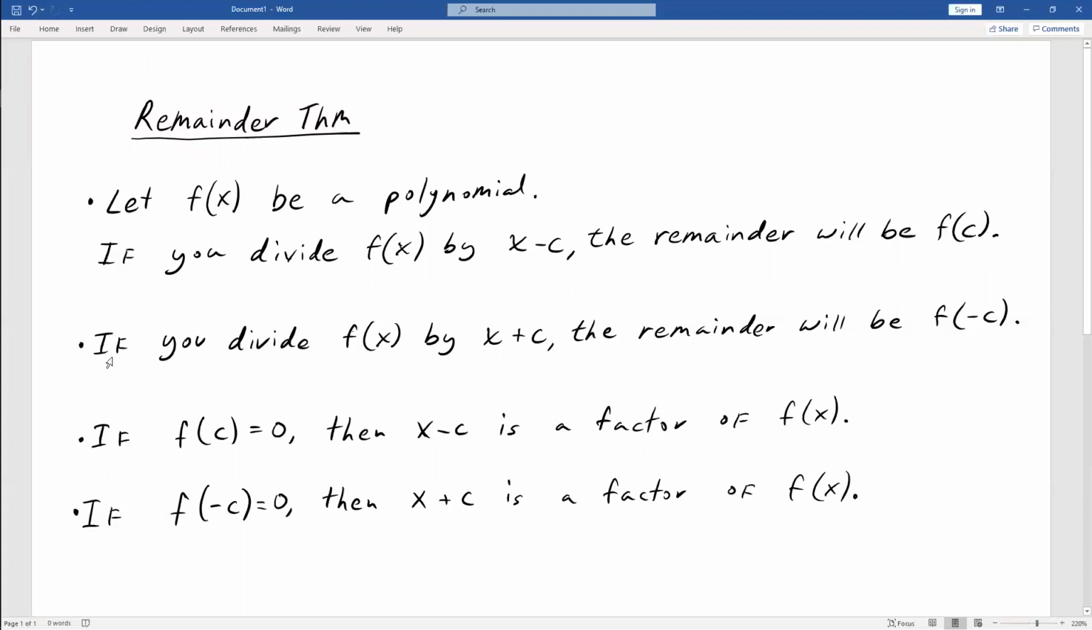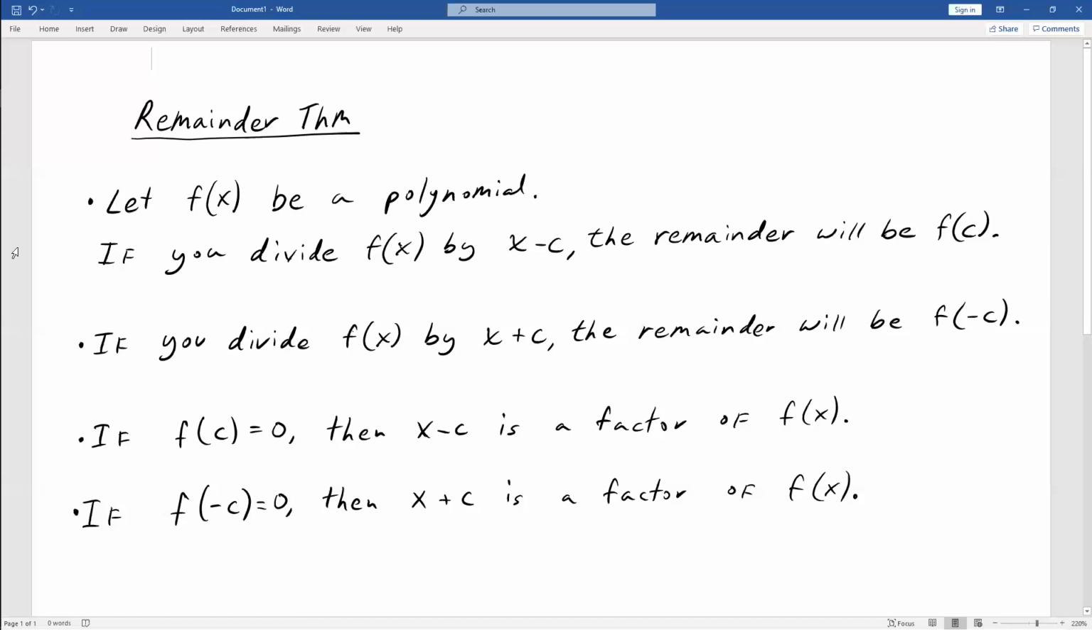All right, and the second one, if you divide f of x by x plus c, the remainder will be f of negative c. Okay, so you take the thing you're dividing by, and if it's plus c, you change the sign to negative c. You plug that into the polynomial in place of x. Whatever number you get, that is your remainder.